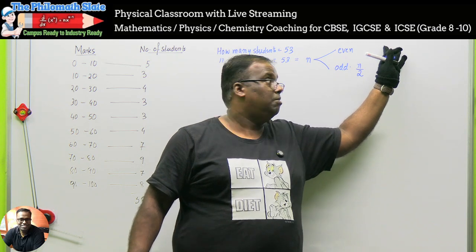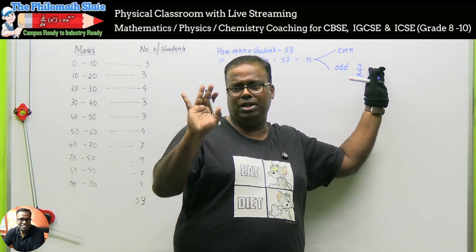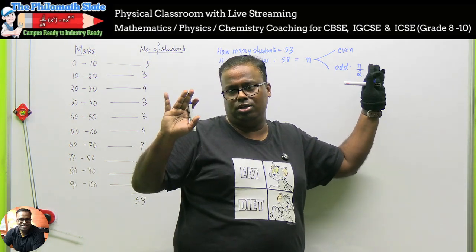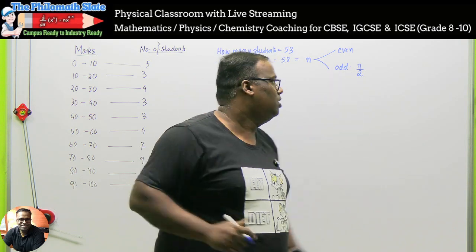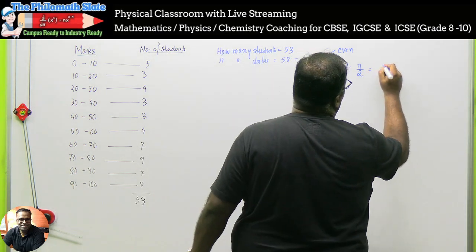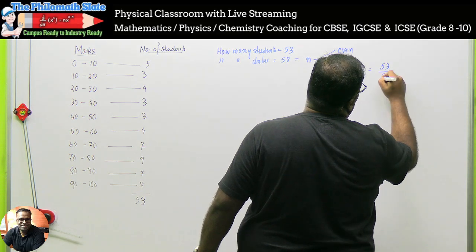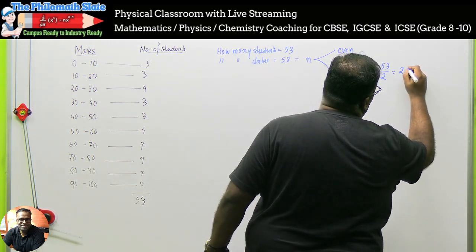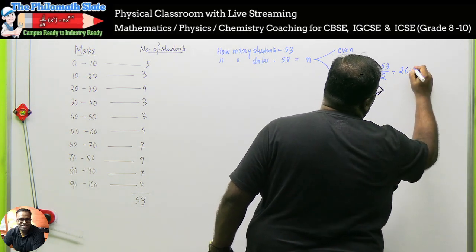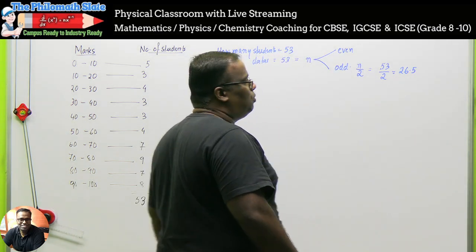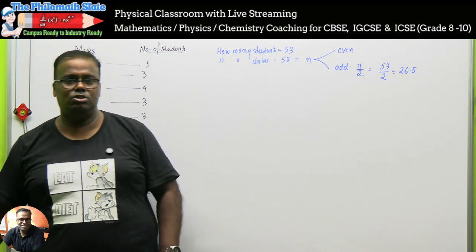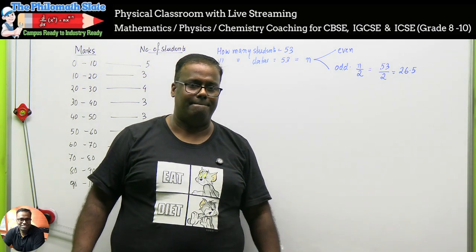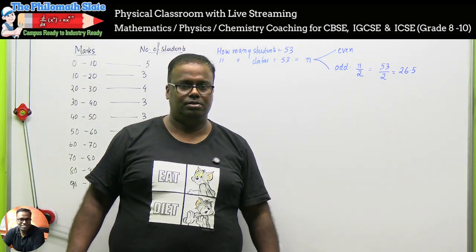Okay? Meaning you have to reach till n by 2, and only after going there will something happen. What is n by 2 in this case of ours? 53 divided by 2. 2 2s are 4, 13, 2 6s are 12, 1 and 2 remainder. 26.5 is my n by 2.